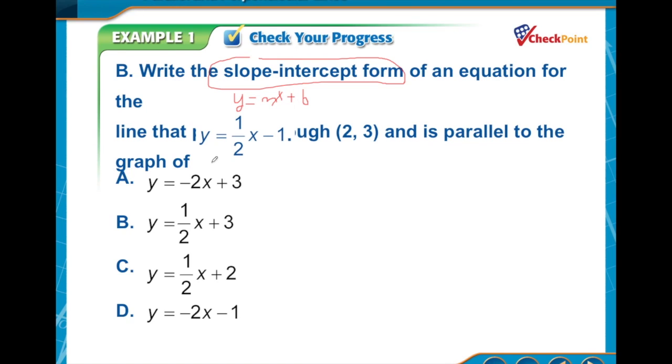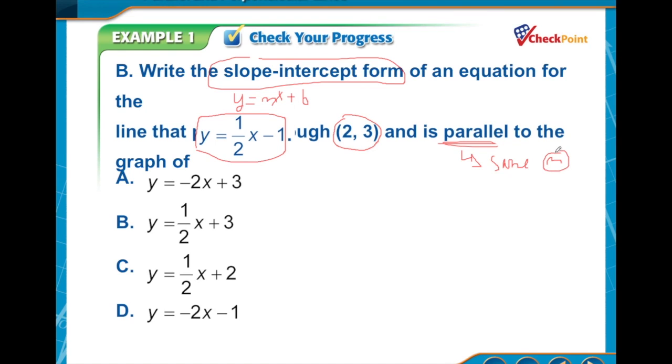What else do we know here? They give us another equation, and they say it goes through this point given, and the line we want to write is parallel to this equation. So this got shifted off for some reason, but we know it's parallel to the graph of y equals 1/2 x minus 1. So we said before, parallel means same slope. So it has the same m value.